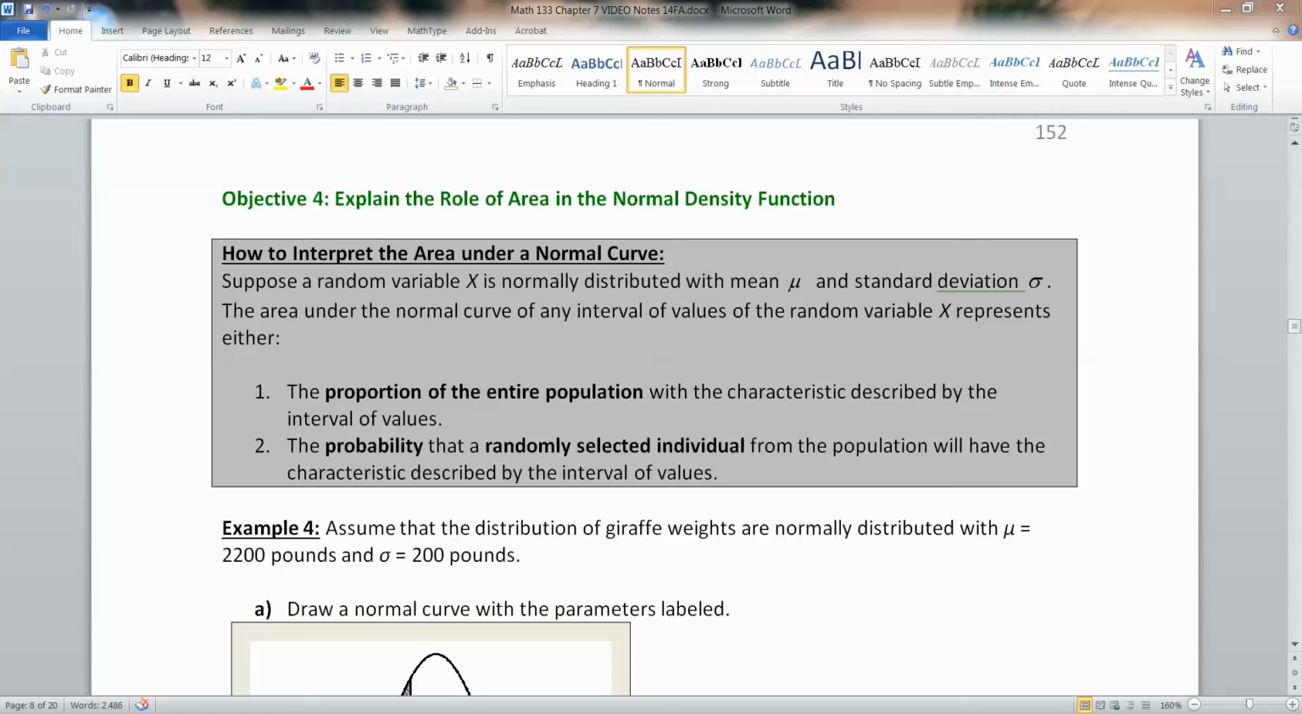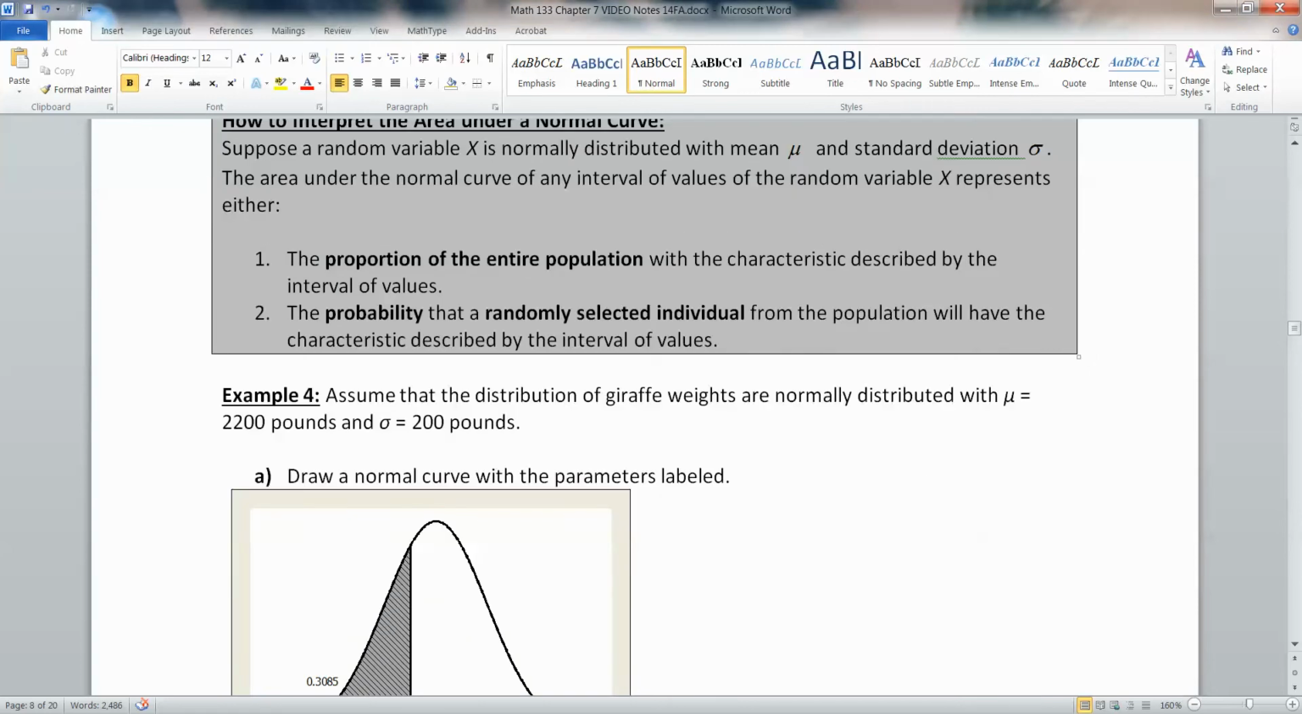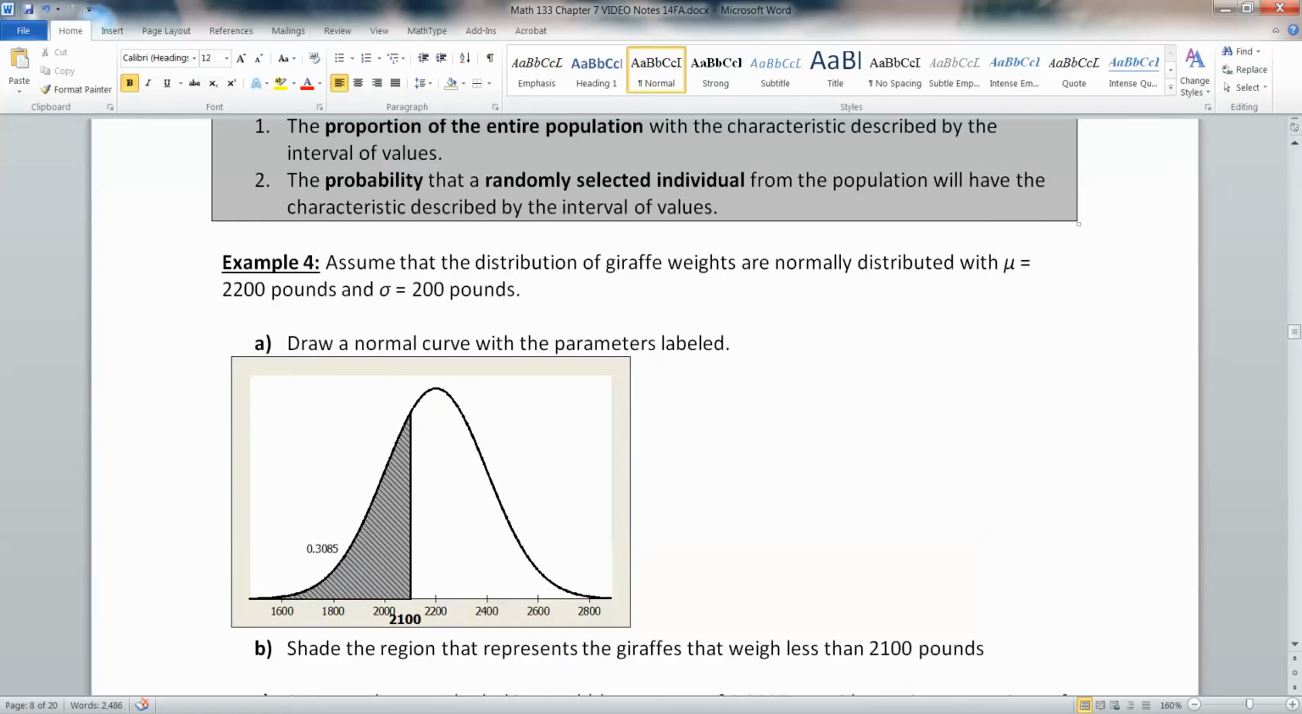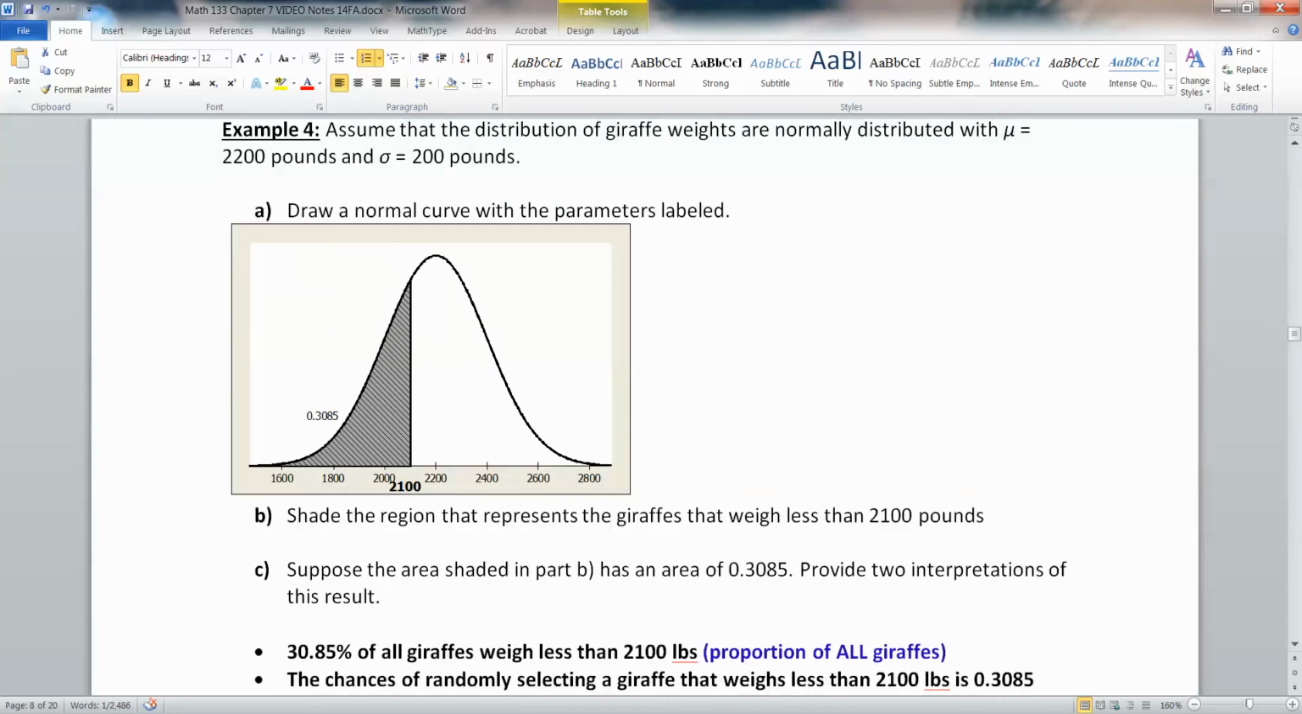In section 7.1, we learned how to interpret the area underneath a normal curve. Namely that the area under a normal curve, as in any continuous distribution, is actually the probability of finding a random x value in that region. And you can interpret that as a probability or a proportion. So the question becomes, how do we find that value?